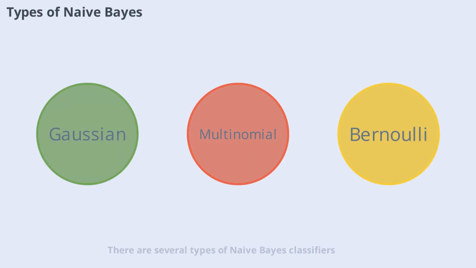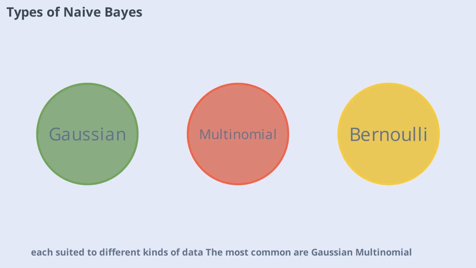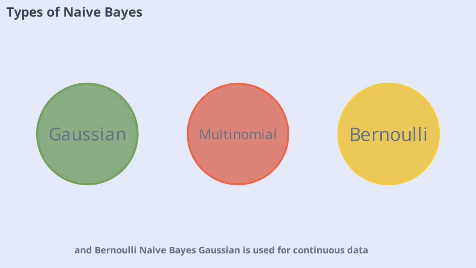There are several types of naive Bayes classifiers, each suited to different kinds of data. The most common are Gaussian, multinomial, and Bernoulli naive Bayes. Gaussian is used for continuous data, multinomial for discrete counts like word frequencies, and Bernoulli for binary features. Choosing the right type depends on the nature of your dataset.